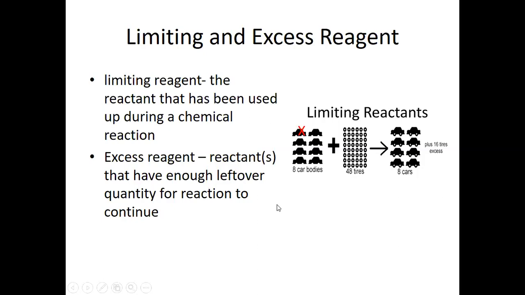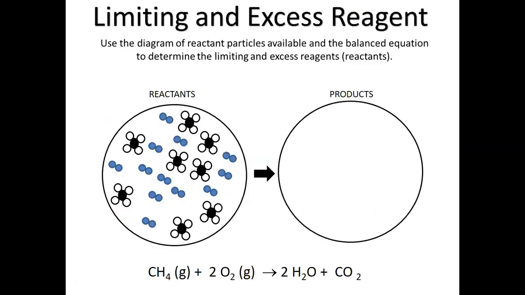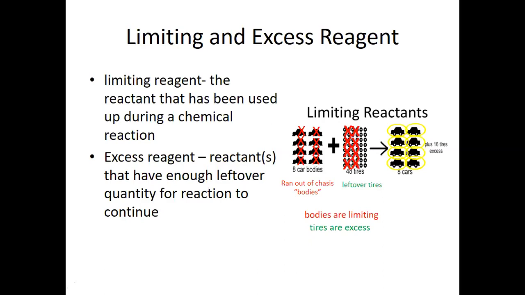If we take away 1 car, that takes away 4 tires with it, and that manufactures 1 complete car. And we can continue to manufacture. Another body takes 4 tires, makes a car. And we keep manufacturing. Body, tires, makes a car; body, tires, makes a car; body, 4 tires, makes a car. And what we end up with is that we were able to make 8 cars, but we ran out of car bodies or chassis.